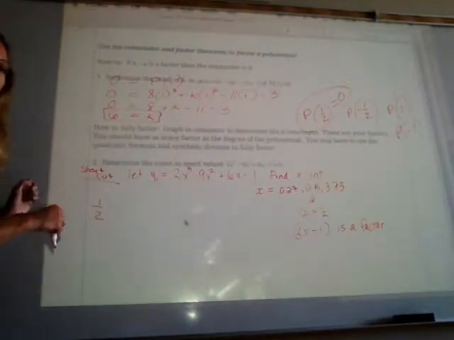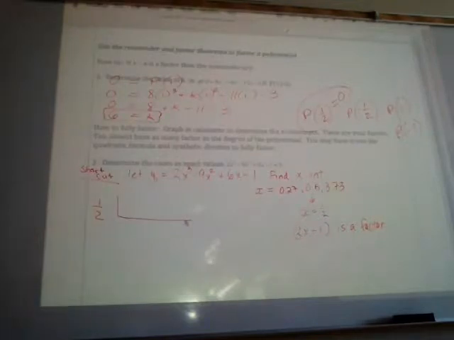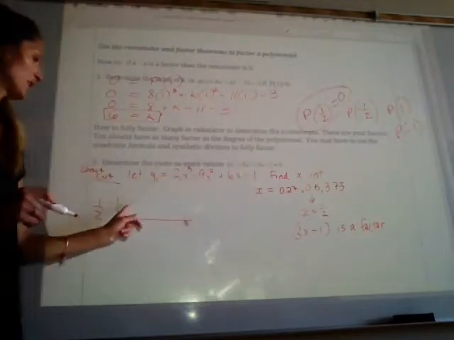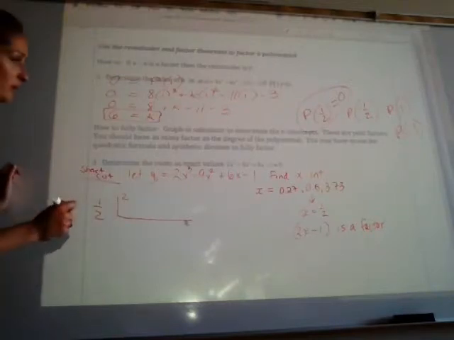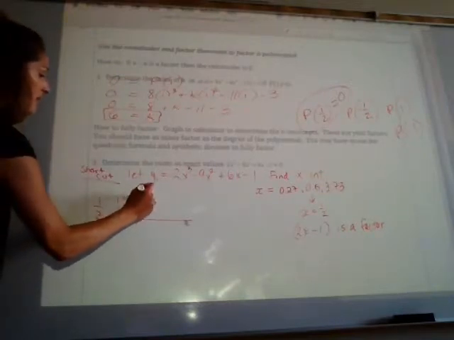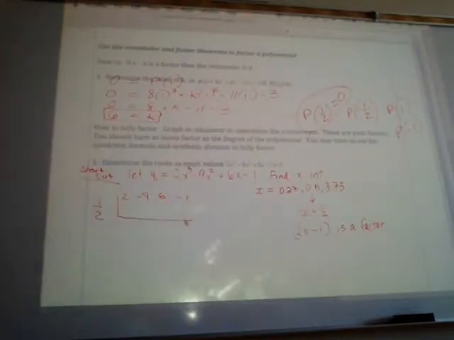Alright, so I think we can all agree synthetic division is the easiest, so I'm going to put that factor on the side, 1/2. And I'm going to put the leading coefficients of my polynomial in the top row. Okay guys, just try and stay focused here. So we have 2x cubed, negative 9x squared, positive 6x, and negative 1. We're going to work our way through here.